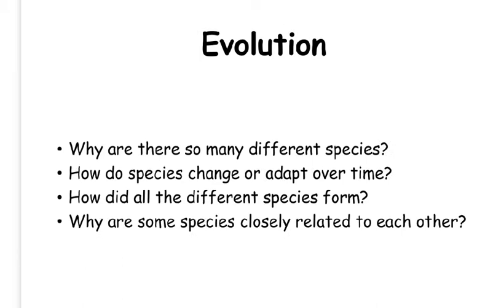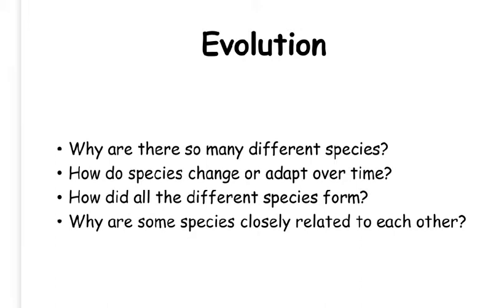The world is full of millions of different species, but where did they all come from? Why are there so many different species? How do species change or adapt over time? How did all the different species form? Why are some species closely related to each other?